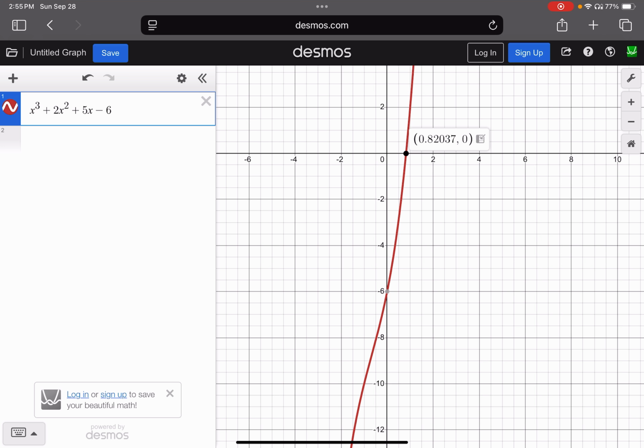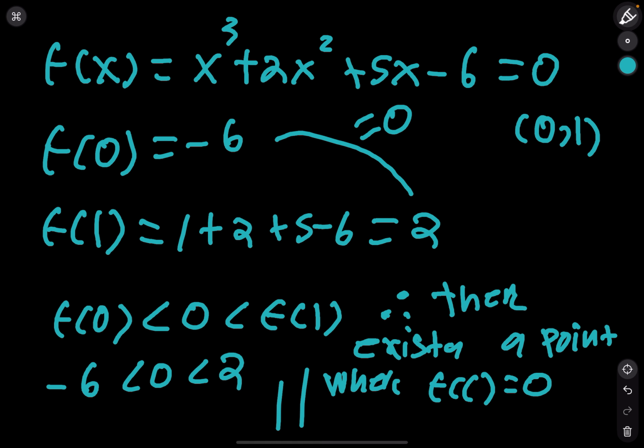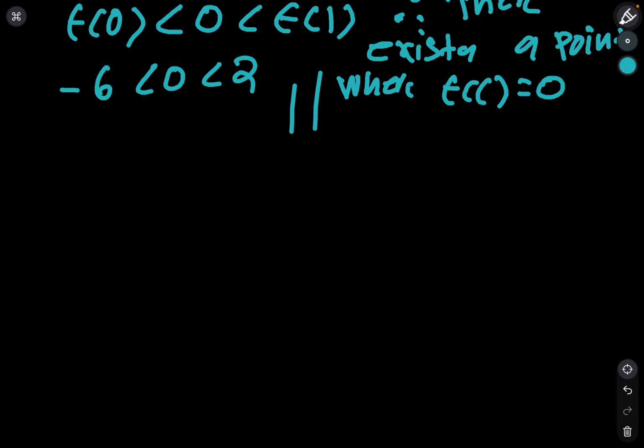Because I'm using decimals, right? 0.82037 would be your value C. That would make this function equal to 0. So essentially this theorem proves that there's an f of C which is equal to 0, just some sort of thing that is equal to 0. And we just proved it using the graph and decimals. That's essentially what this whole theorem is saying.